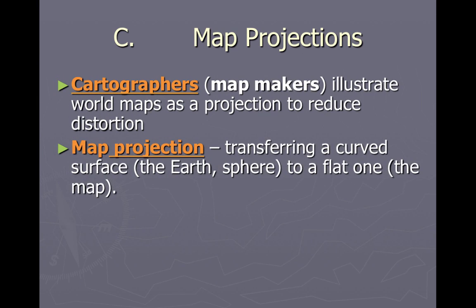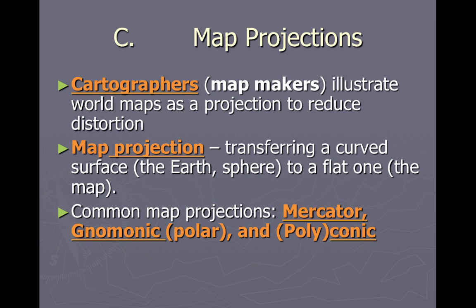Maps are projected then onto pieces of paper. A cartographer is a person who makes maps. A map projection is what we call it when you transfer the Earth's surface, which is curved, onto a flat piece of paper. So there are three types of common map projections. There's the Mercator projection, the gnomonic, and the polyconic. Notice gnomonic also is called polar.